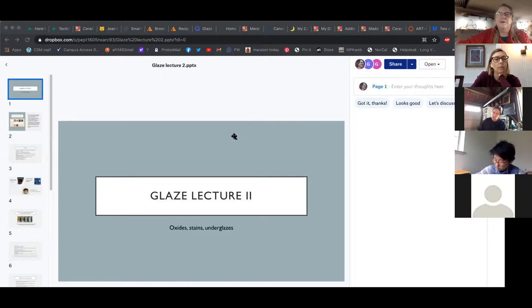And this is a guy who tested it. I think this is like 3%, 4%, 5%, 6%. So this is the same base glaze here. He's just increased the amount of rutile on there, and you can see how that has affected the texture of the glaze.